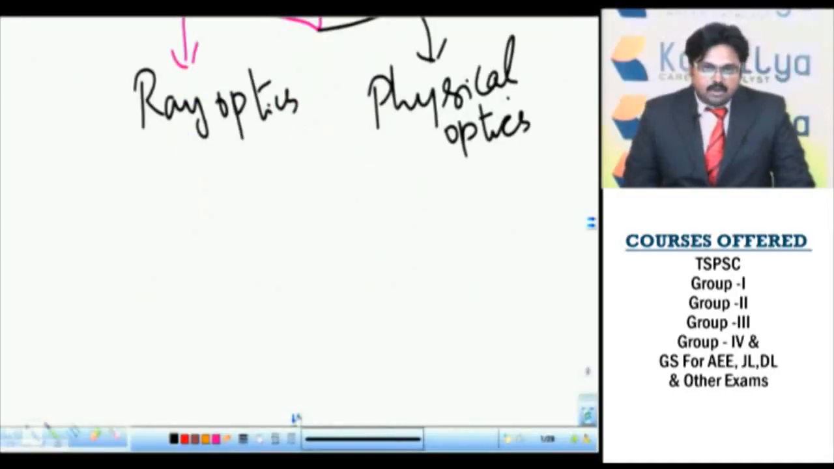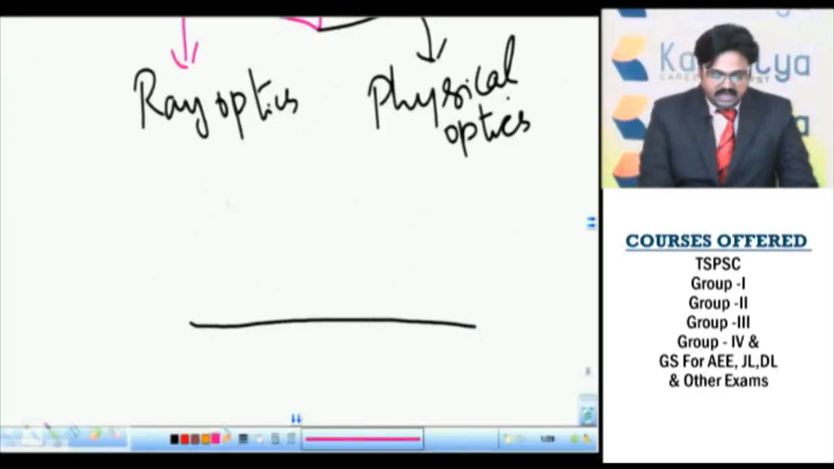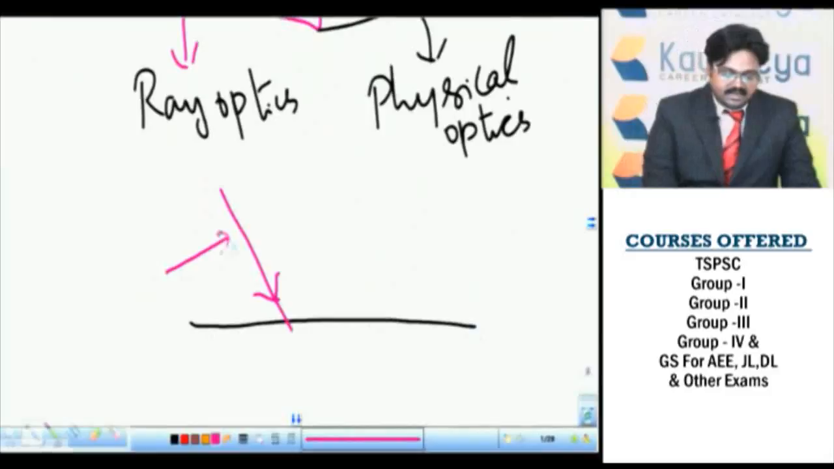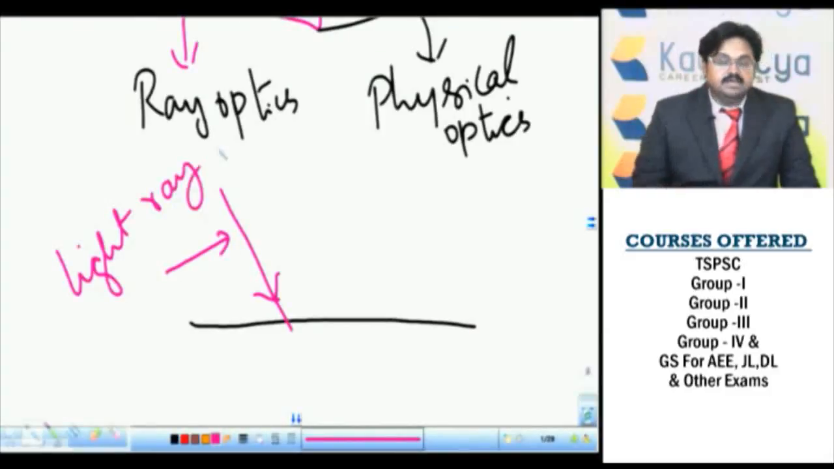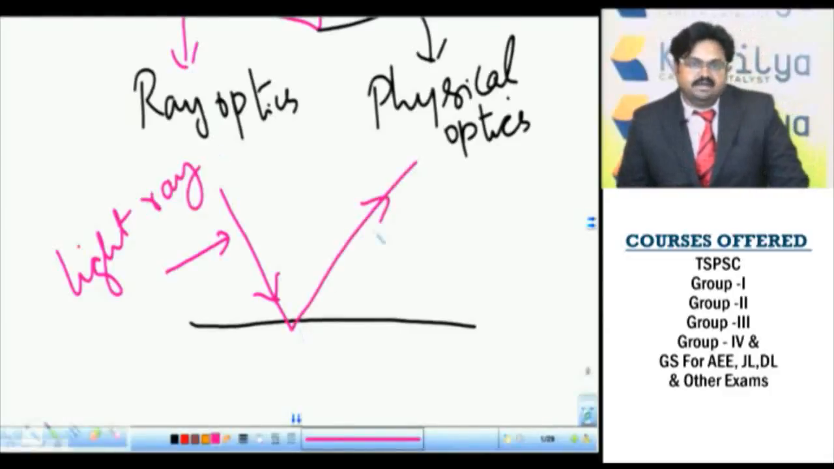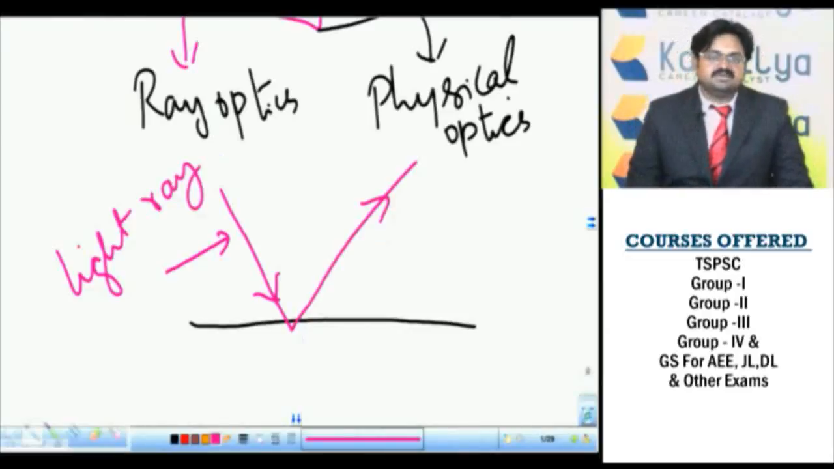Now if I take a plane surface and incident a light on this surface, say this is a light ray, then what happens? You find that this light ray gets reflected. So reflection is a property of light. Of course, reflection is a property of many things. Most waves get reflected. Now light comes under the bigger concept of waves.